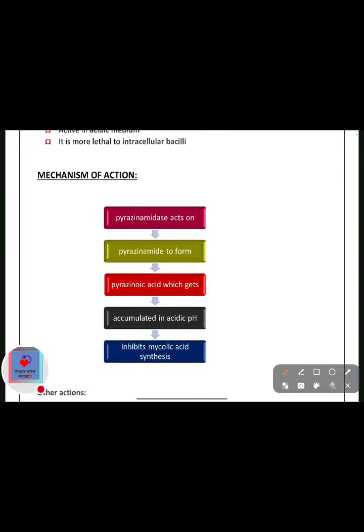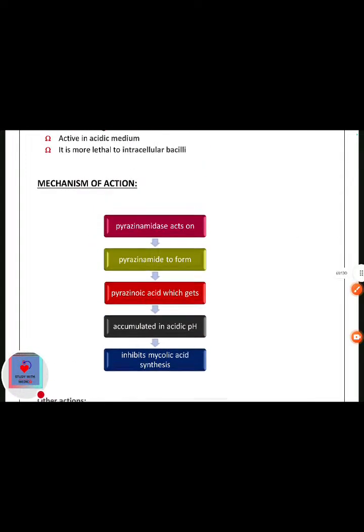Pyrazinamide is a medication used to treat tuberculosis, TB. It works by stopping the growth of the bacteria that cause TB. It is important to note that pyrazinamide is not effective against all types of TB bacteria, and it must be used in combination with other medications to be effective.